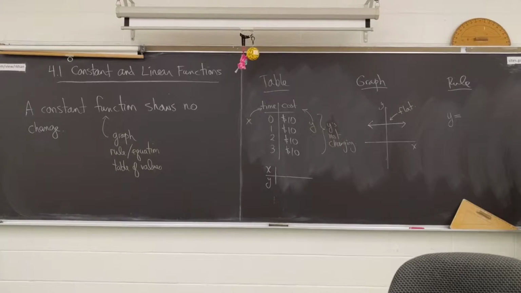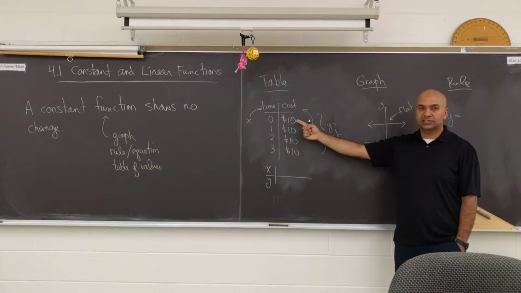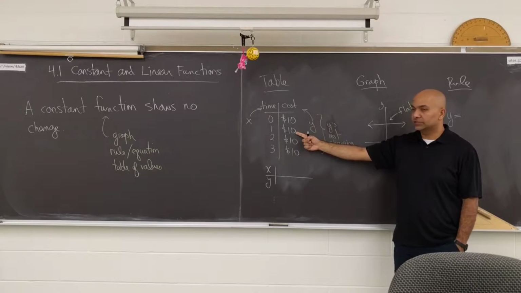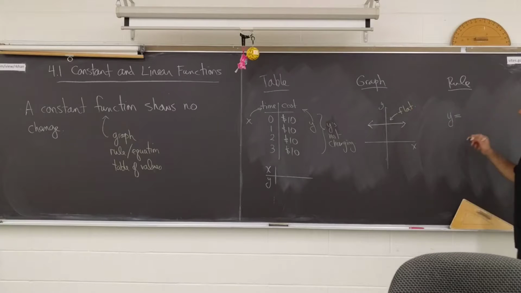We're starting off simple. If I look at this table, or even maybe the graph, maybe you could even give me an example. The y value here is 10. The y value here is 10. The y value is always 10. So the rule is y is equal to 10.